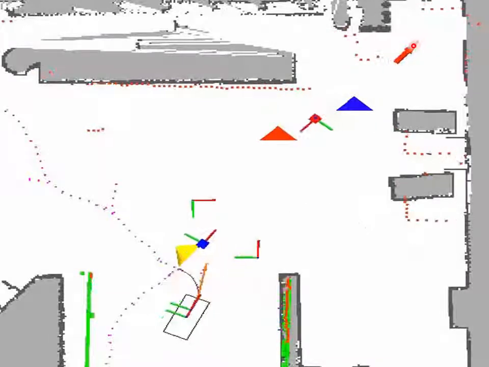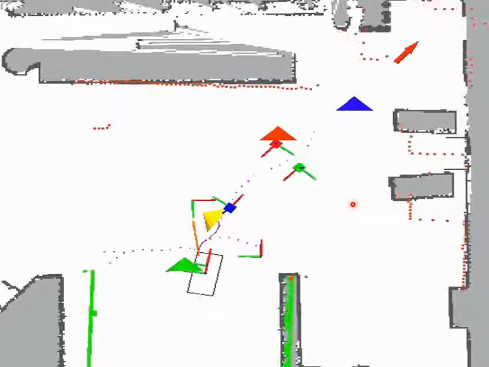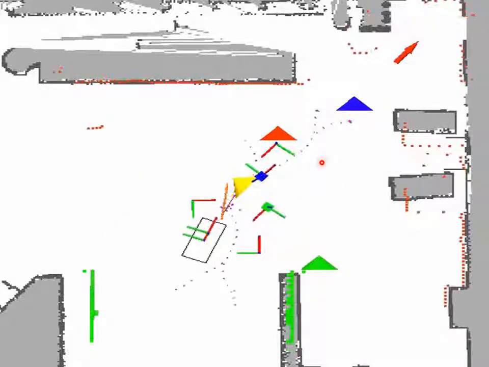Again, the predicted goal of this leader is close to the robot's, and we have 2 other agents that are moving in the opposite direction. By following the blue agent, the robot managed to avoid collision with the other agents properly.